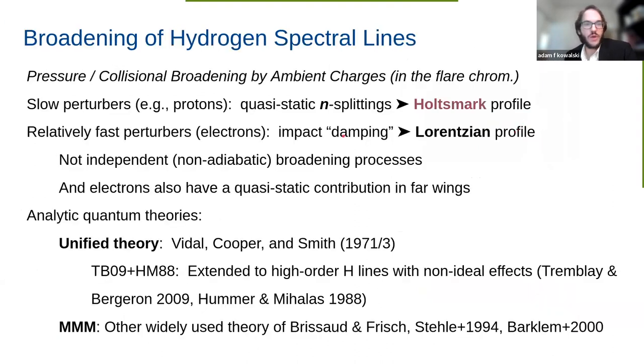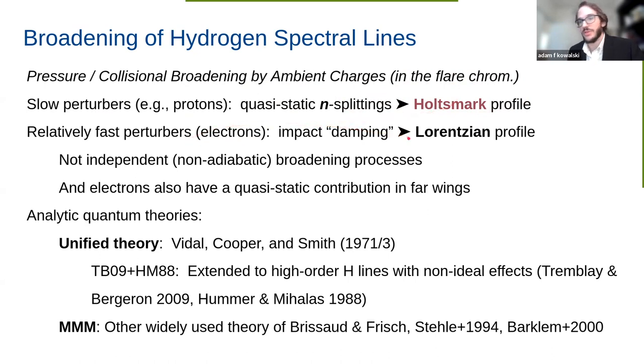So just a little bit of overview of the pressure broadening of hydrogen lines. It's actually a really complicated plasma physics and quantum mechanics problem. Why is that? Well, because the ambient protons and ambient electrons are flying around at different speeds, and they broaden the hydrogen lines in different ways. The protons are slow, and they cause the splitting of the hydrogen line, of the principal quantum number, and generate what's called a Holtzmark profile.